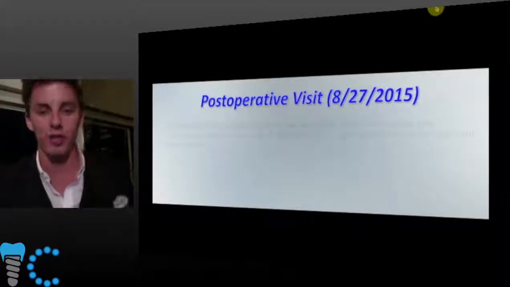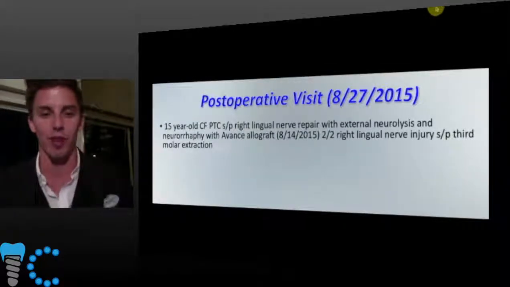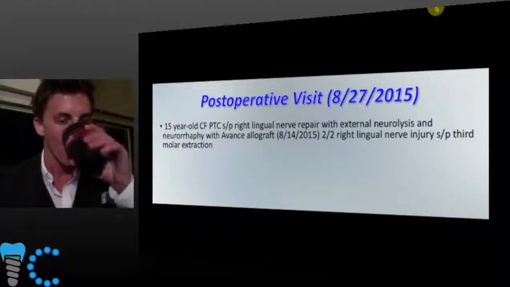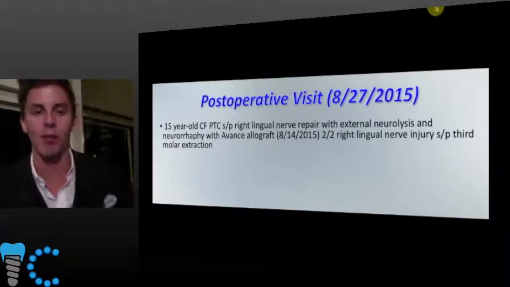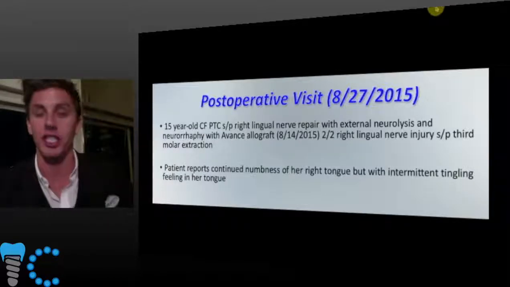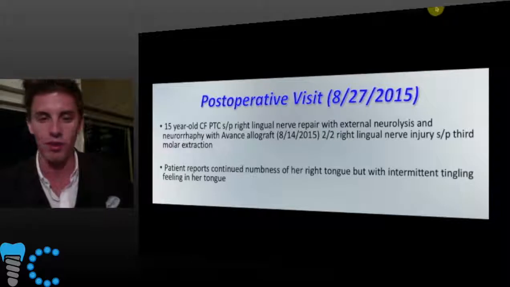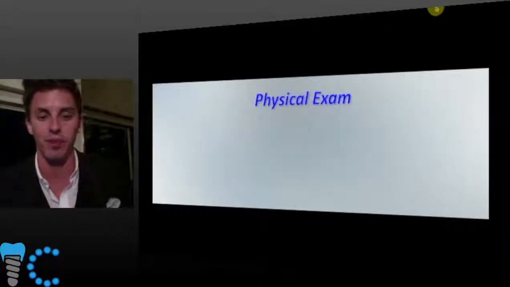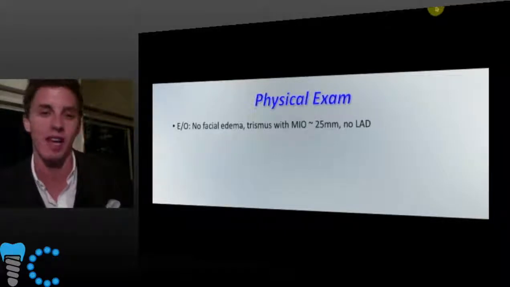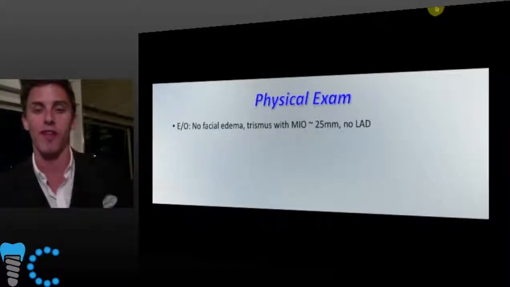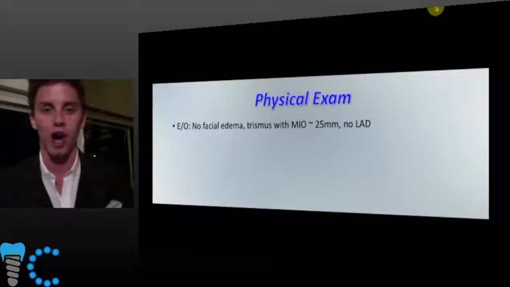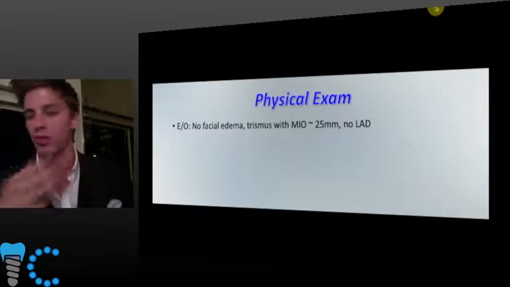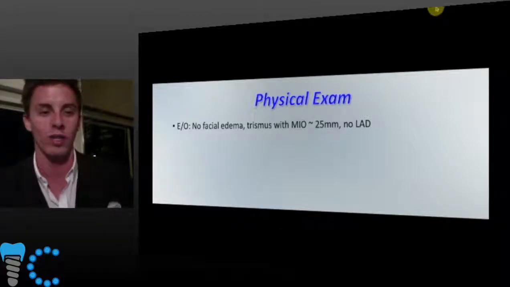So post-operatively, this is 2 weeks after the repair. We have normal post-operative healing. She does report continued anesthesia with some intermittent tingling feeling in her tongue. Her physical exam, she does have a maximal incisal opening of 25 millimeters. That's just normal post-operative swelling and inflammation. However, she has no signs or symptoms of extraoral infection.